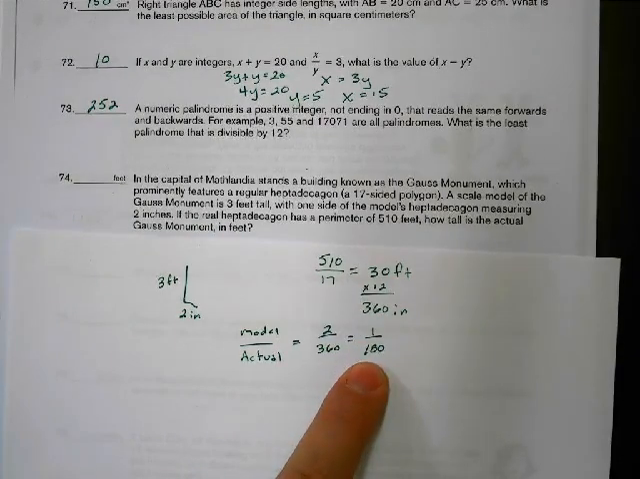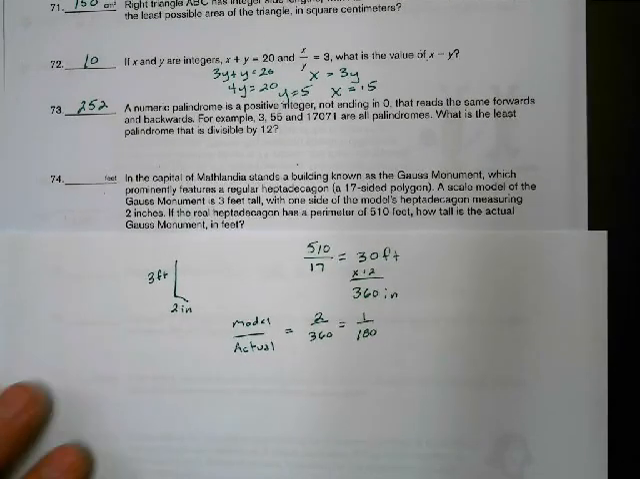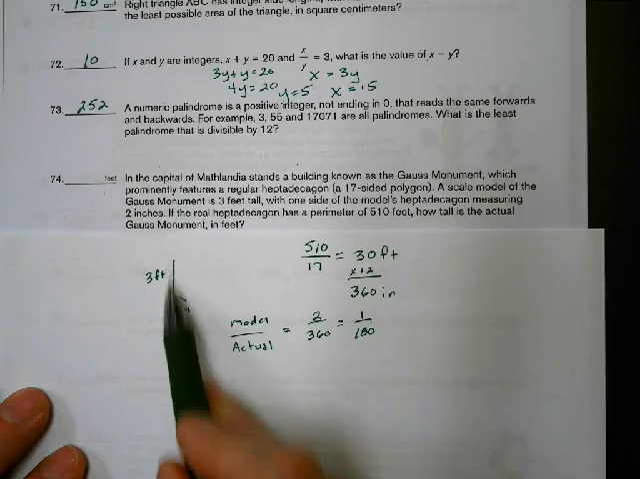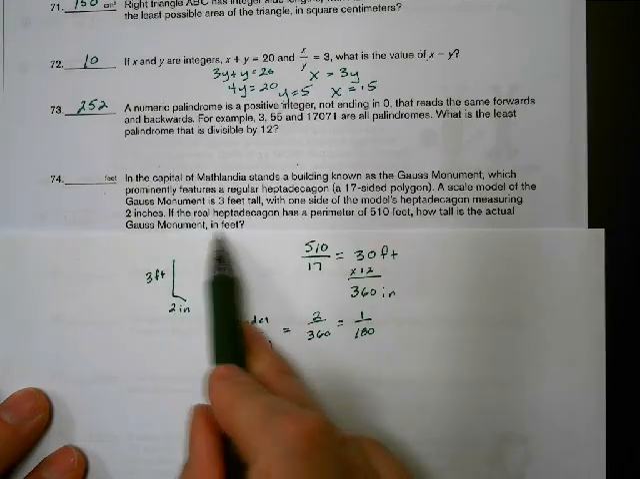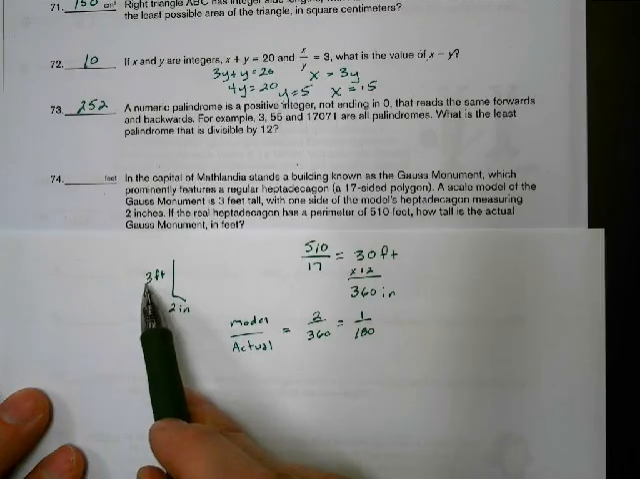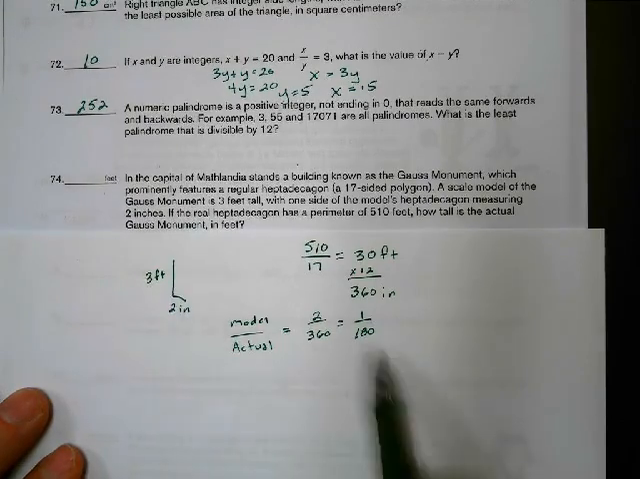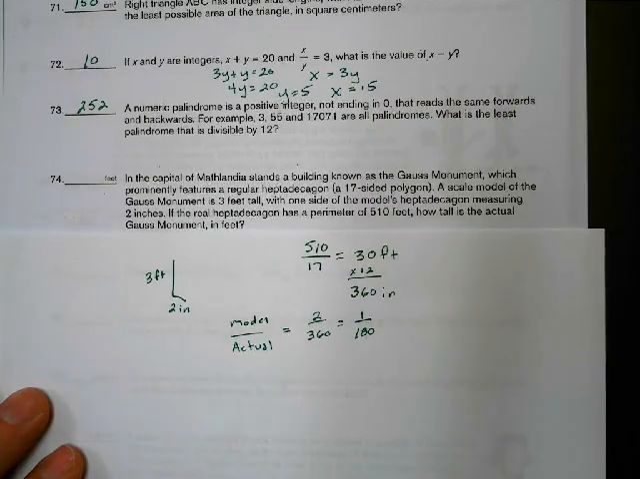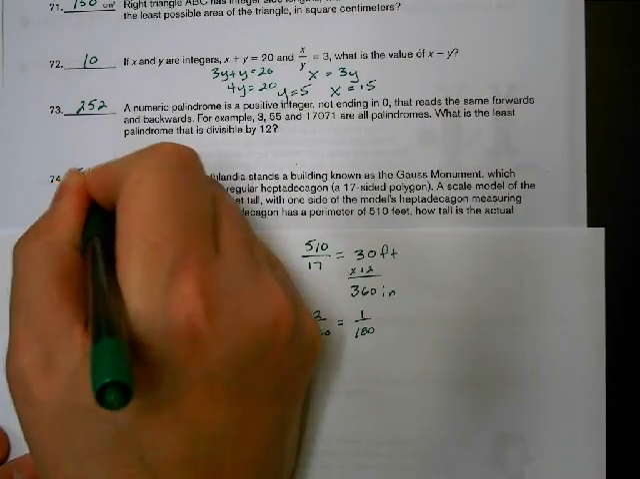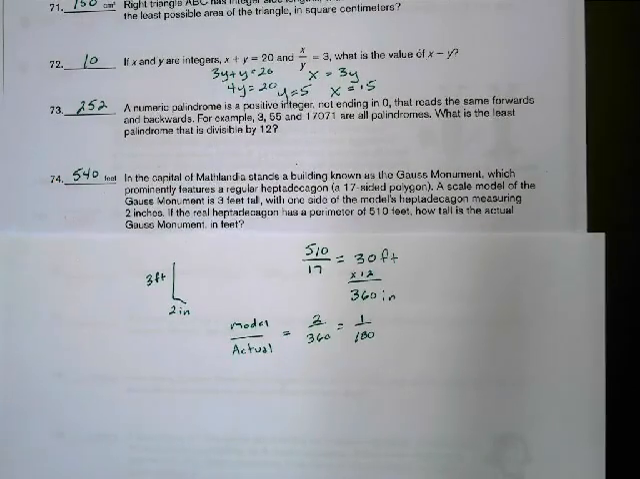So if I want to know how tall the actual one is, the height of the model is 3 feet, and we want our answer in feet, so this is delicious. Now all we have to do is multiply the model times the scale factor of 180, and 3 times 180, 540. It's pretty tall. All right, next.